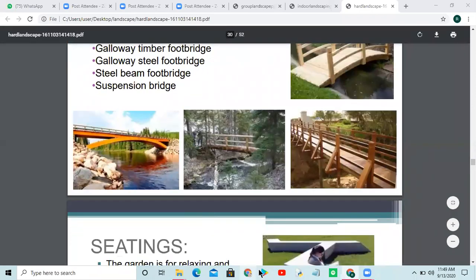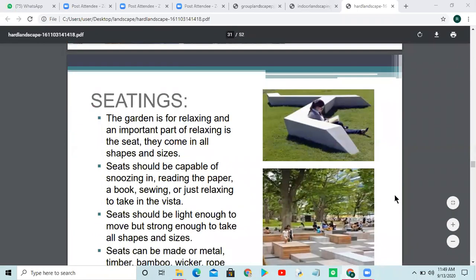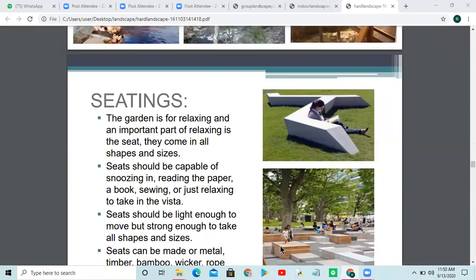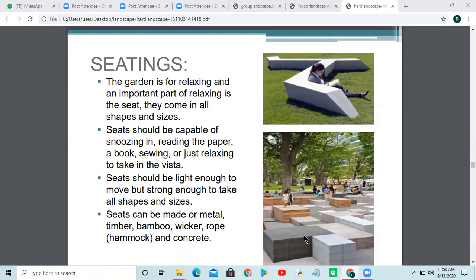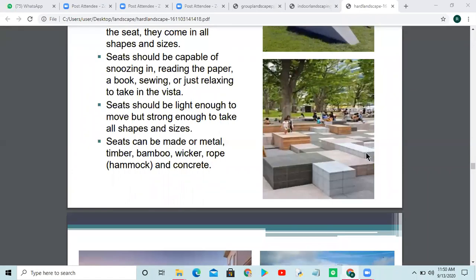You can see the seatings. You can see informal seatings. Seating is again a part of landscape elements. You are designing spaces for people, the urban spaces that you are designing. They are basically for people to sit and enjoy the whole space. The urban places you create, the plazas and the patios you create, they are basically landscape elements.